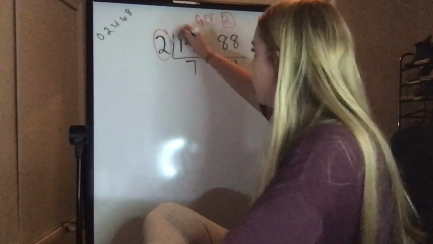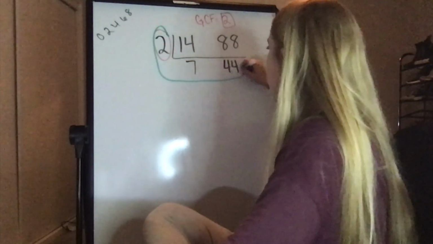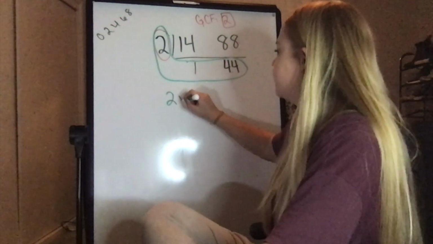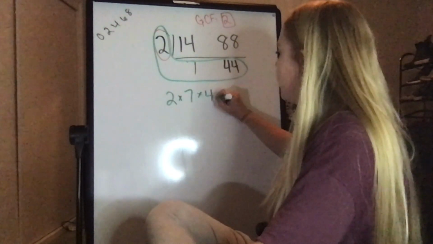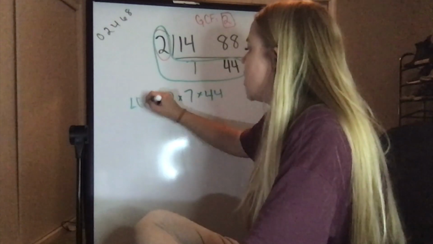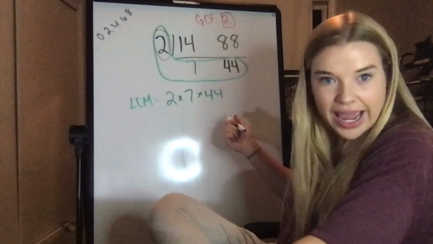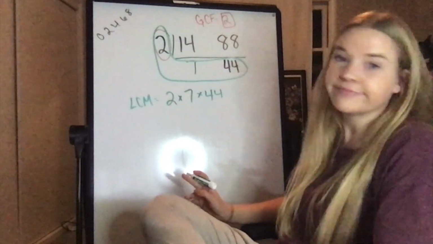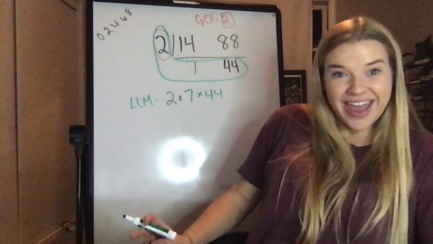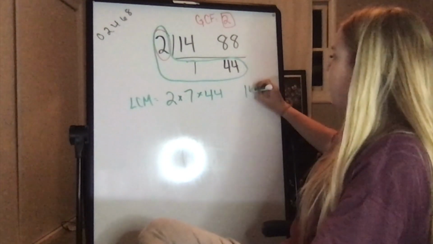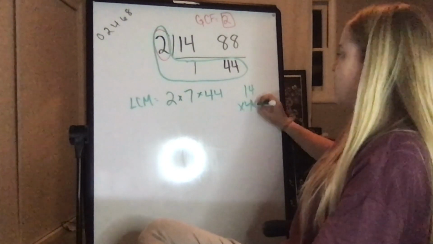We are multiplying both the side numbers and the bottom numbers together. So now I have to do 2 times 7 times 44. Now, if you had not worked this out, I want you to pause it and work this out now. All right, welcome back. So 2 times 7 is 14. 14 times 44. I don't know that off the top of my head, so I am going to work this out.